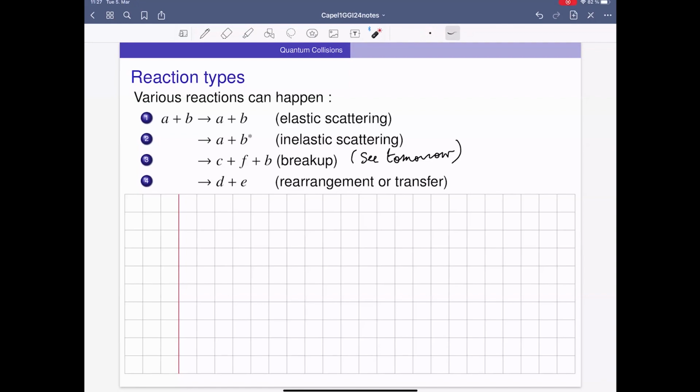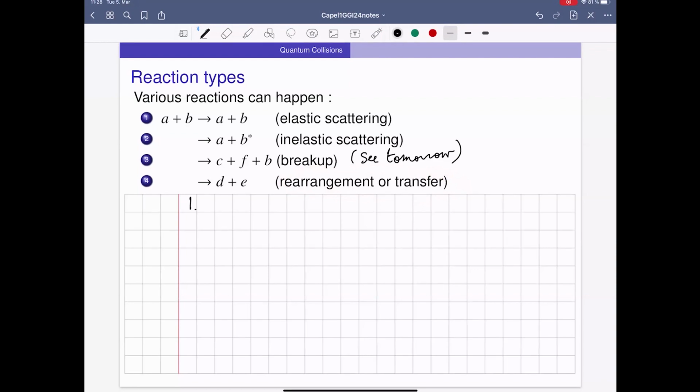Another possibility is rearrangement or transfer. Basically, you have a transfer of more elemental particles from one nucleus to the other, transfer of neutrons from one to the other. So just to take these four examples.